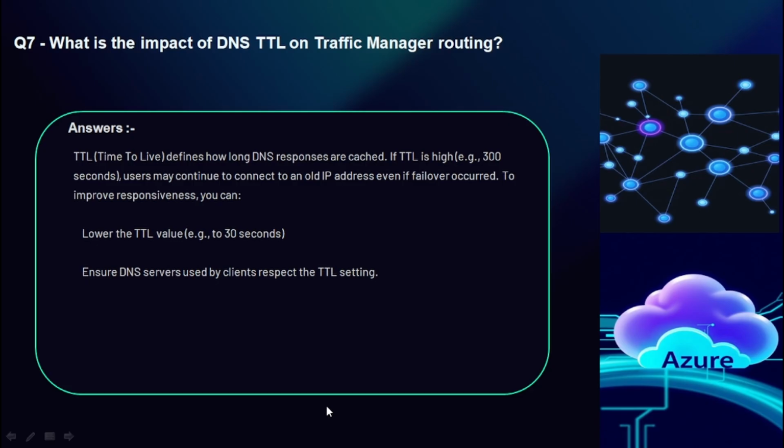Now next question. What is the impact of DNS TTL on Traffic Manager routing? Answer is, TTL, time to live, defines how long DNS responses are cached. If TTL is high, for example 300 seconds, users may continue to connect to an old IP address even if failover occurred. To improve responsiveness, you can lower the TTL value, for example to 30 seconds. Ensure DNS servers used by clients respect the TTL setting.